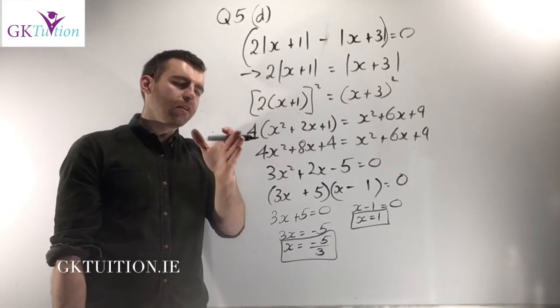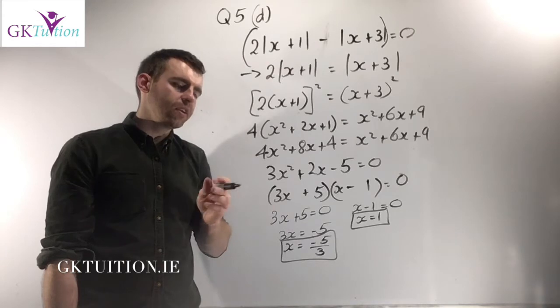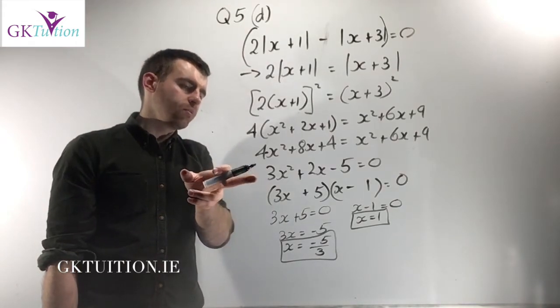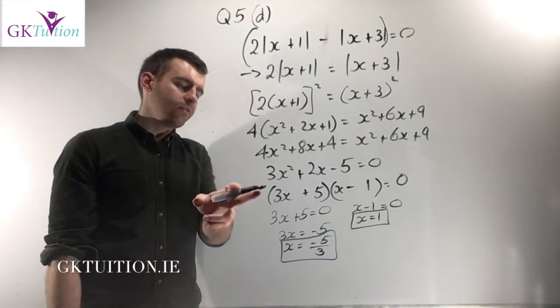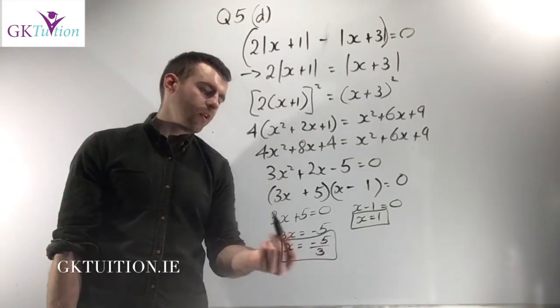I then multiplied 4 by the left hand side, and I moved all my terms to the left hand side and got the quadratic 3x squared plus 2x minus 5. If we factorize and solve this one, your two answers for x were x equals minus 5 over 3, or else x equals 1.